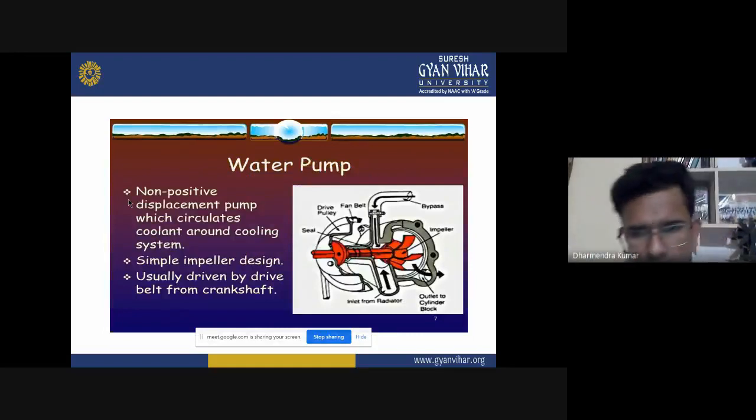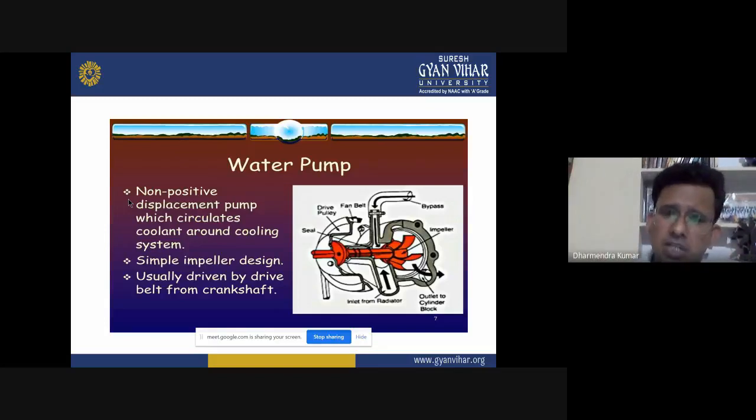Now here is the water pump. It is a non-positive displacement pump which circulates coolant around the cooling system, with a simple impeller design. If you're talking about a multiple choice question, it may be asked which type of pump is used in the cooling system of an automobile. Then surely it is a centrifugal pump, which is normally used in the cooling system of an automobile. It consists of a simple impeller design and is usually driven by the drive belt from the crankshaft, as we discussed earlier.